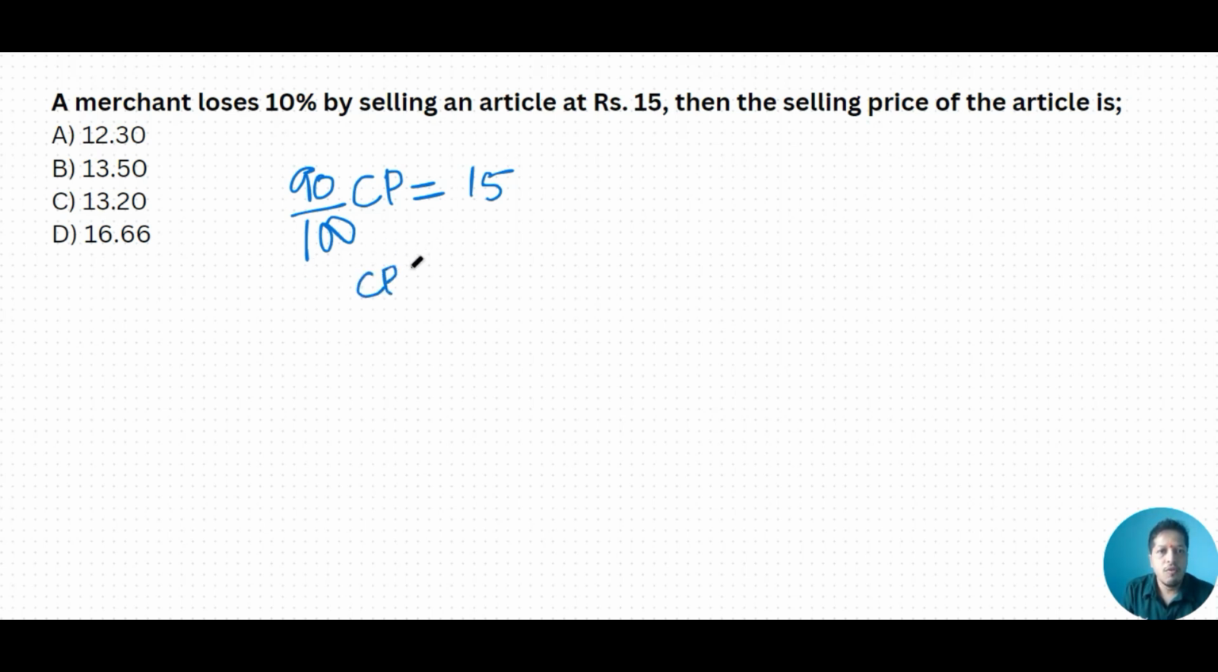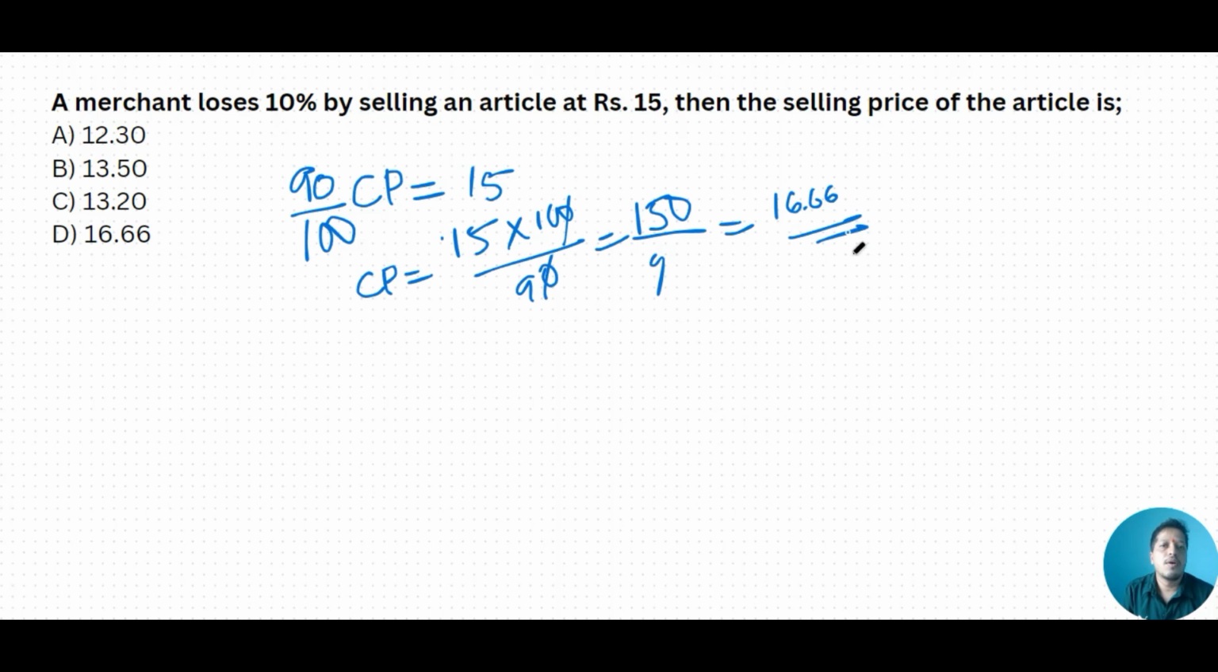Okay. Now that means what is CP? CP is equal to 15 into 100 divided by 90. So let me cancel 0 0 here. So we are left with 150 divided by 9. So 9 ones are 9, 6 left, 60 means 6 are 54. Point again 6, 60, 666. Okay, 16.66. So this is the easiest method.